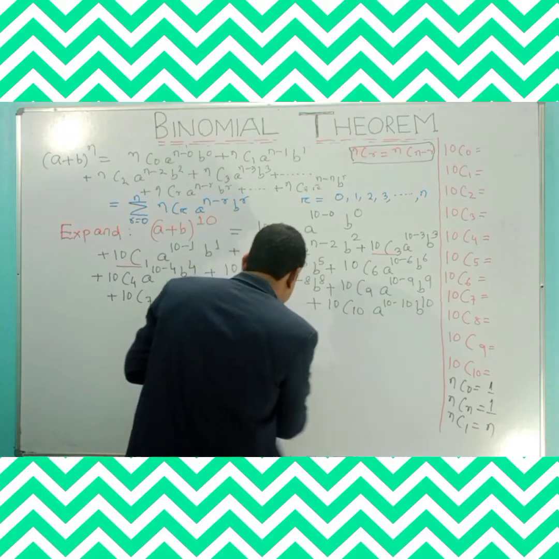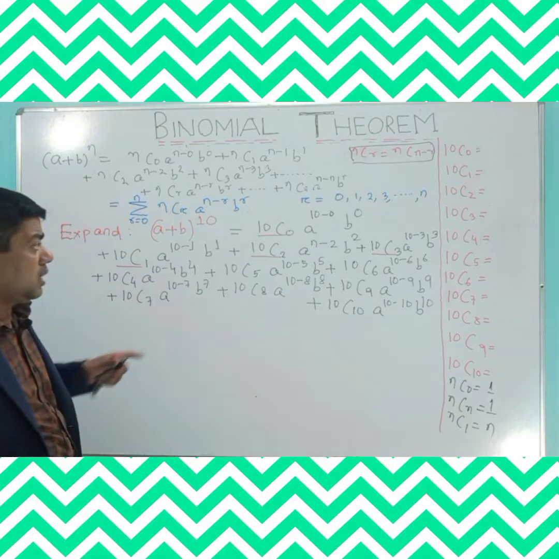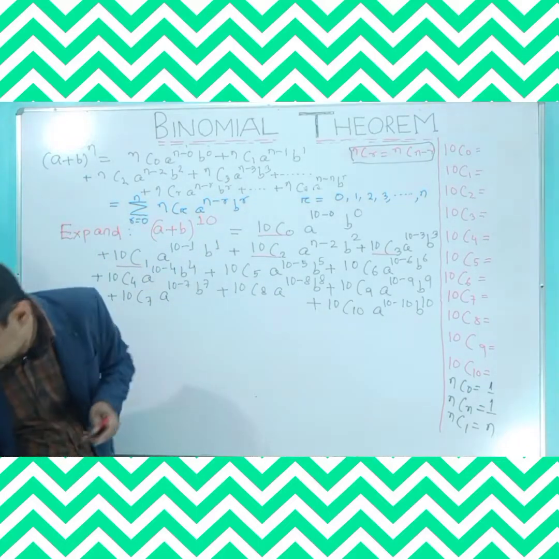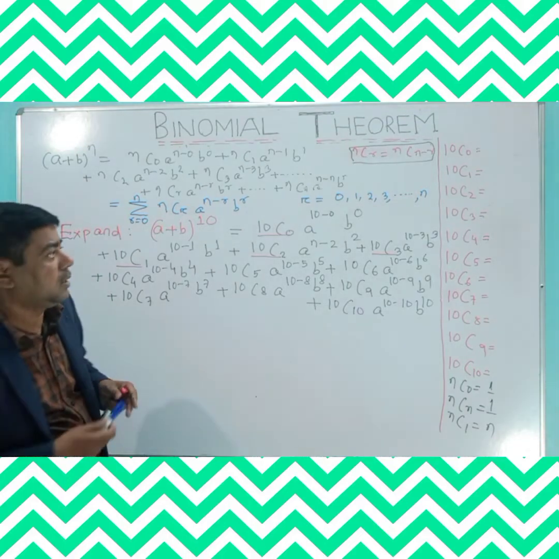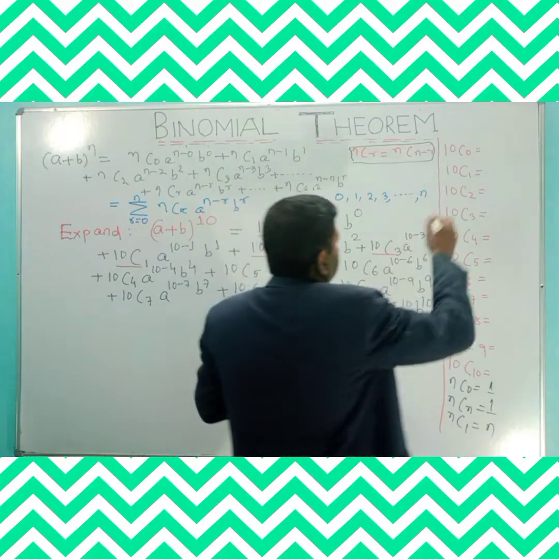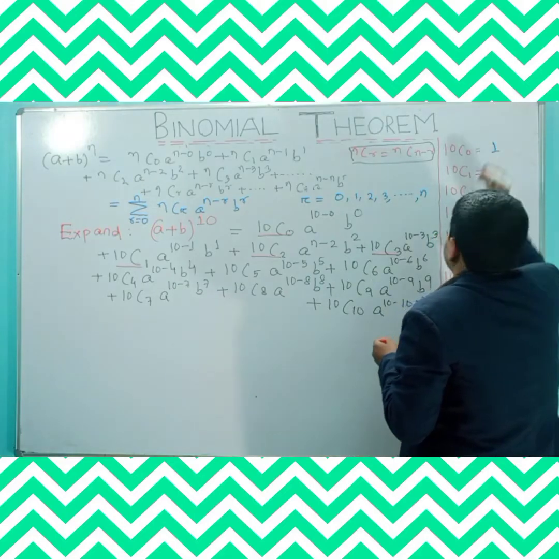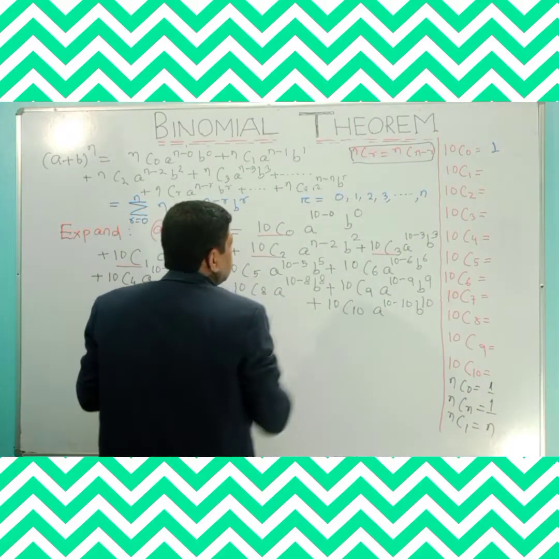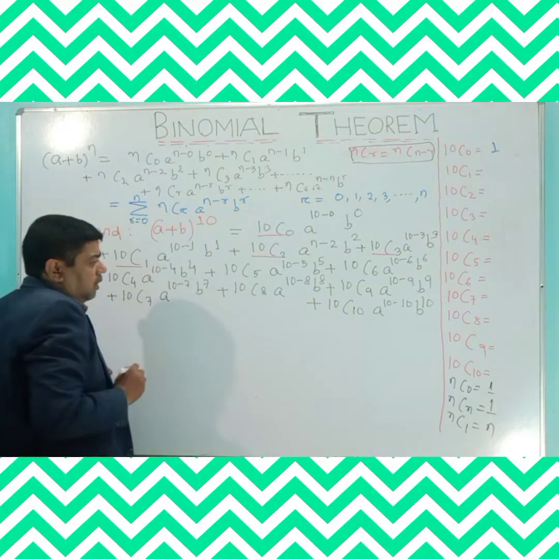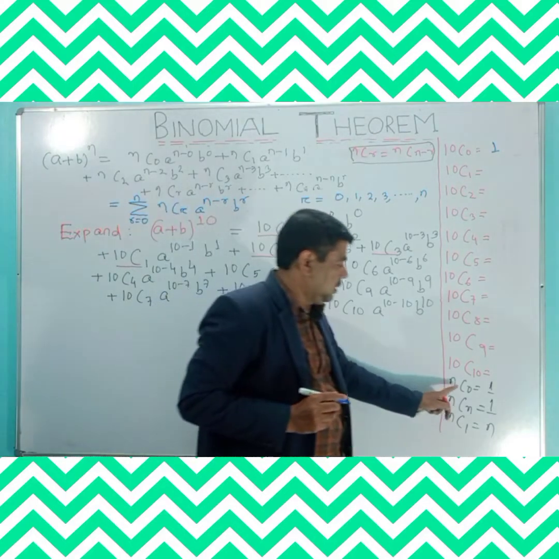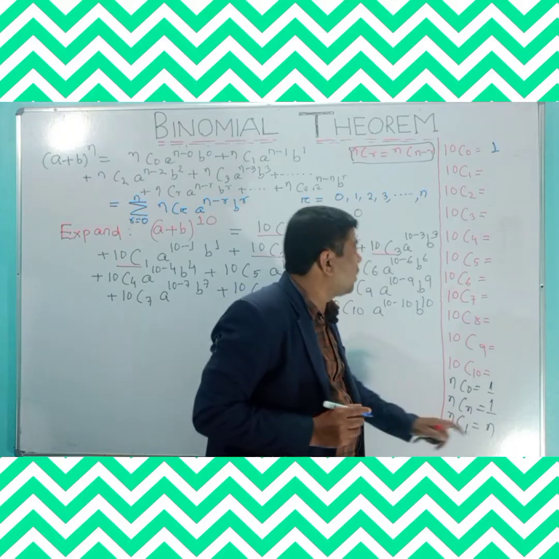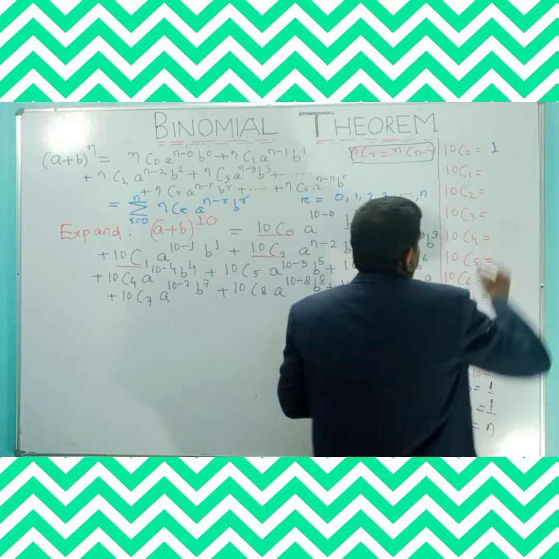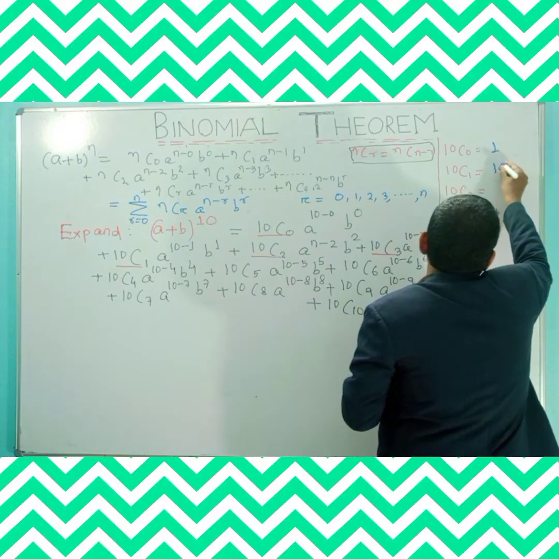Let's see now. First is 10C0. What is the value of 10C0? The 10C0 value is 1. Then 10C1, and the 10C1 value, NC1 value is also what? Can you tell me? 10. Yes. Then 10C2.